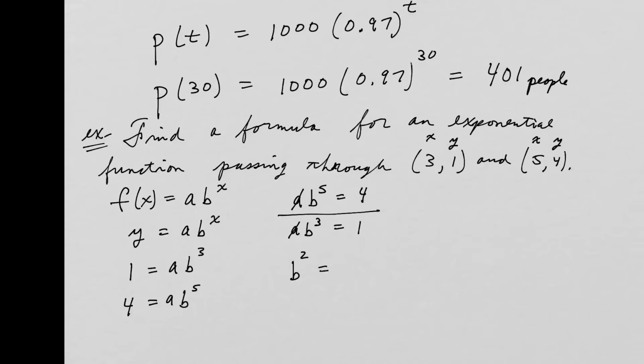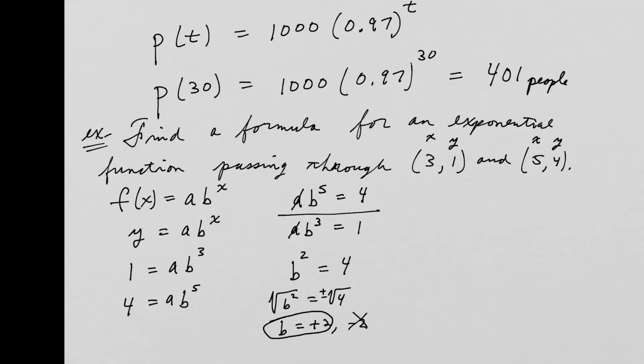And then 4 divided by 1 is 4. And then how do I find B now? Well, I need to take the square root of both sides. And really, it should be plus or minus. So B is going to be plus 2 or minus 2. But remember, we said that B, we're always going to assume it's positive. So the one that we want is B equals plus 2. We don't have to worry about the negative 2.